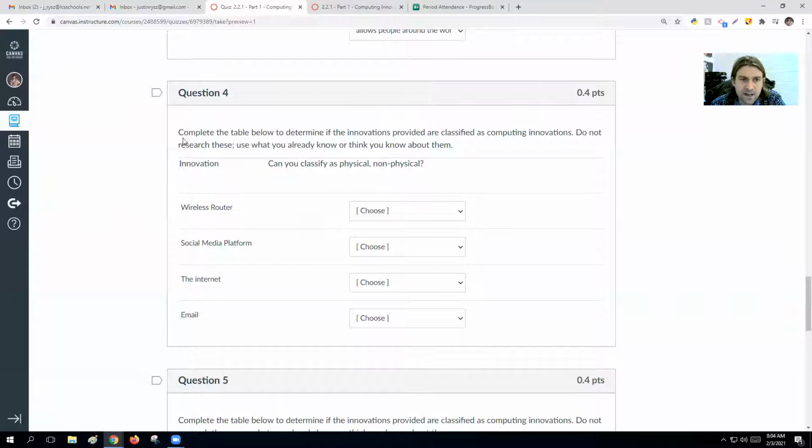All right, up next we're going to complete the table again. So we got our innovations here. Can we classify these as physical or non-physical? Well, your wireless router is something you can plug in, plug out. So that is a physical device. That is something we can see, we can touch, we can actually repair.